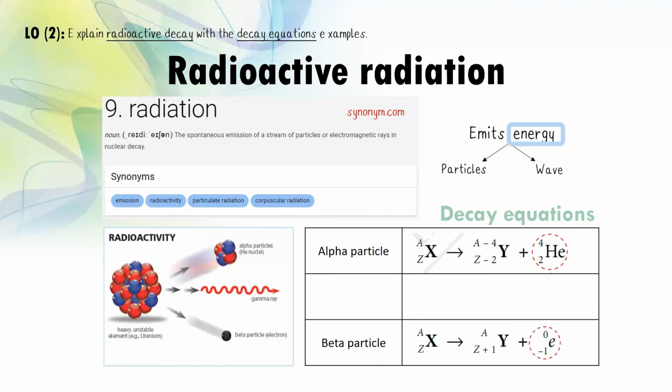Second is the beta particle, which is the electron. Note that the atomic number remains the same, but the proton number increased. What happened here? It is actually one of the neutrons split up into proton and electron. Thus, the electron ejected, but the proton remains in the nucleus, which resulting an increase as shown here, Z plus 1.